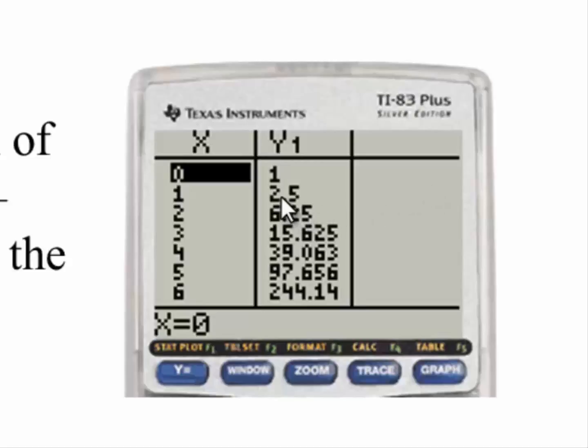If I take 2.5 and multiply it by 2.5, do I get 6.25? And the answer is yes. If I take 6.25 and multiply it by 2.5, I get 15.625. So this is an exponential function.